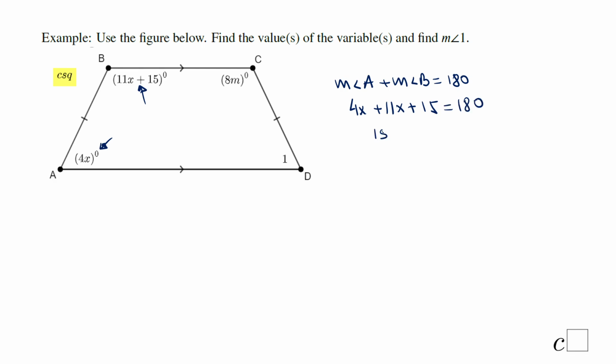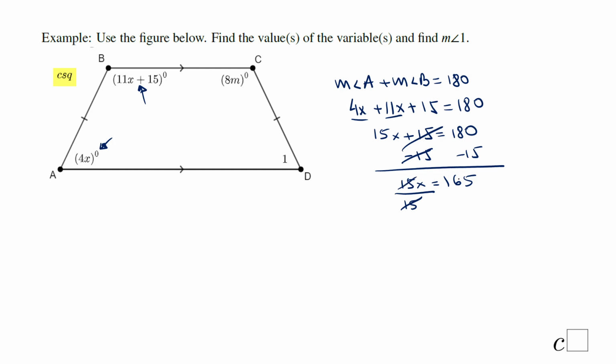We're going to have 15x here because we combine these two terms that have x, plus 15 equals 180. I'm going to subtract 15, and I have 15x equals 165, and the last step to find x, divide by 15 on both sides, and I think that is 11. This is the value of the variable x. Let's see what else we can do.